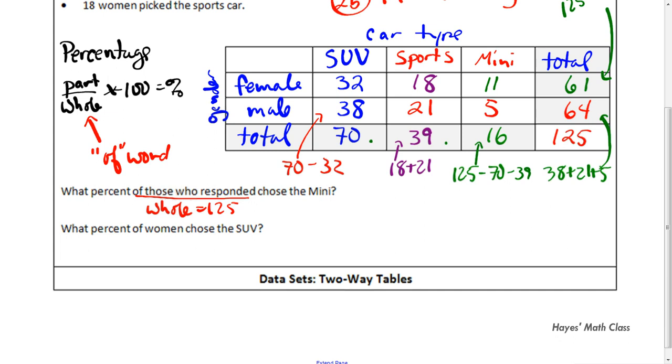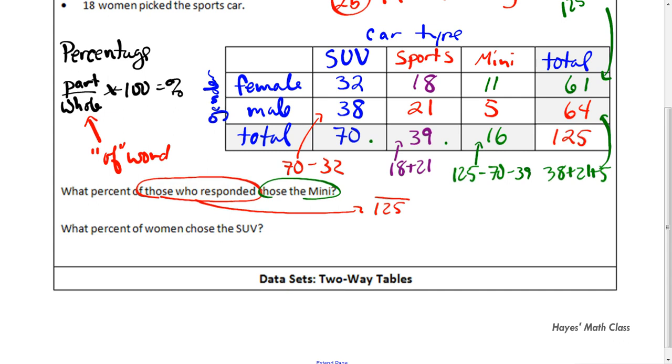So you know what? I'm going to do it this way instead. Those who responded, those go on the bottom. We have 125 of those. How many people chose the Mini? 16. And we'll multiply that by 100. So 16 divided by 125, and then you multiply by 100 is going to give me 12.8%, en français. So 12.8% of those responding chose the Mini.